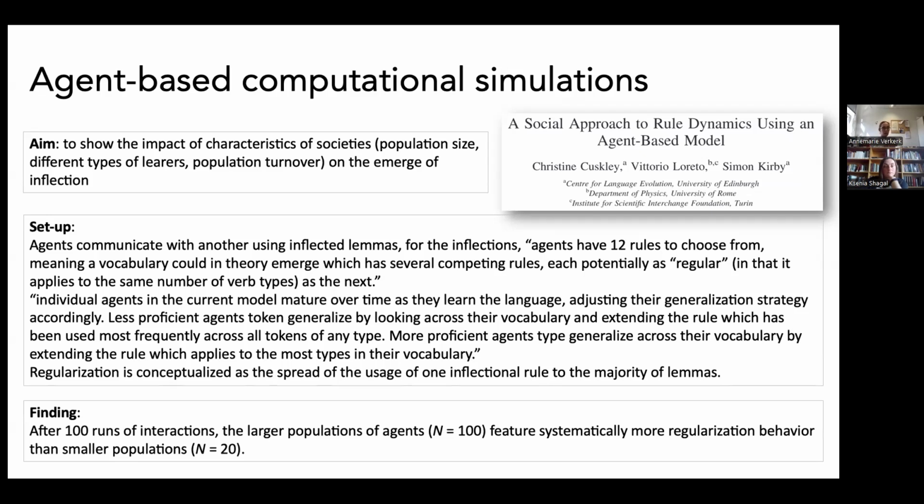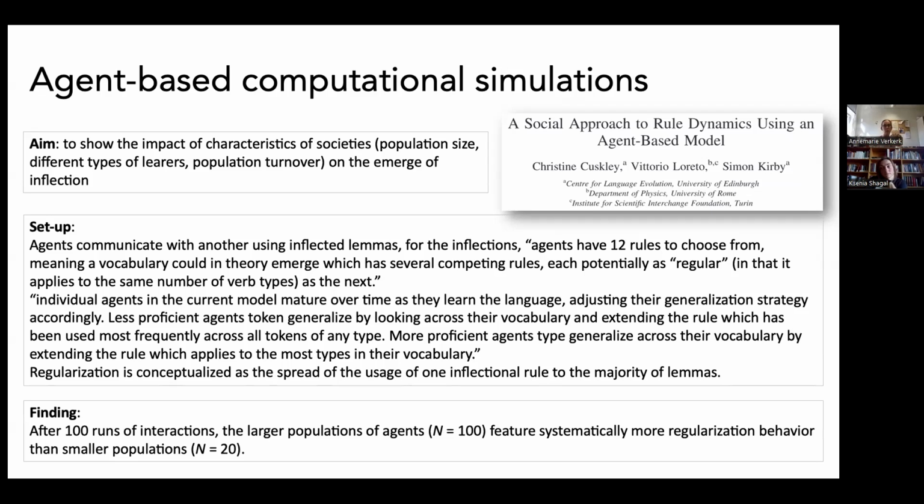And more proficient agents type generalize across their vocabulary by extending the rule which applies to the most types in the vocabulary. So you can either get verbs with specific rules to get the past tense, or you can have a regular past tense that fits over all different verbs, all different lemmas. And regularization is conceptualized as the spread of usage of one inflectional rule to the majority of lemmas.